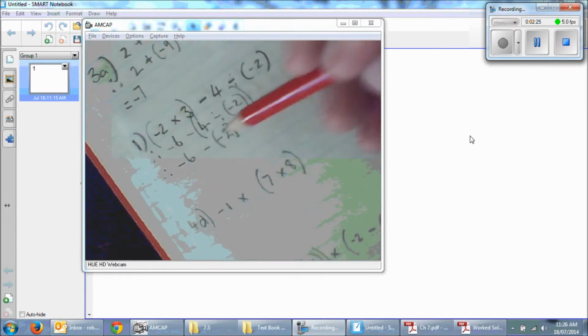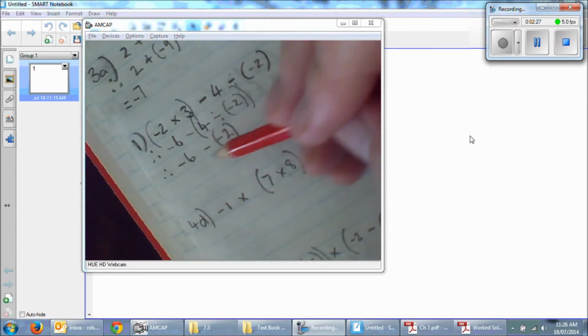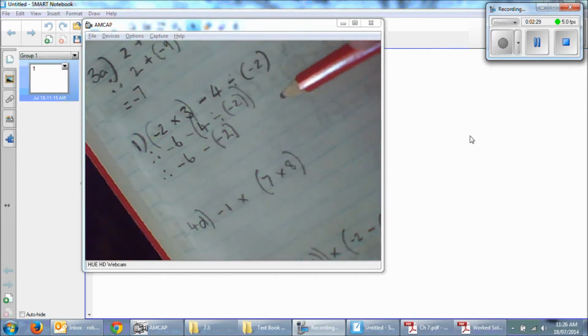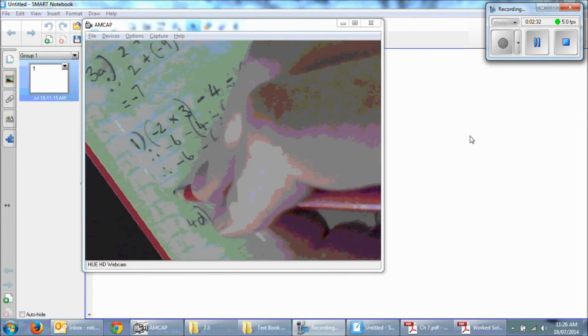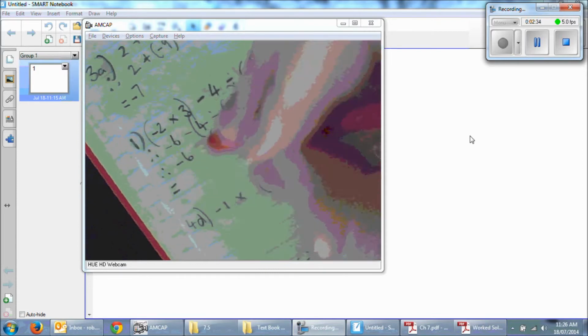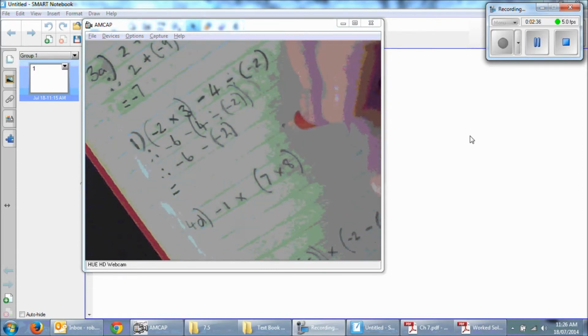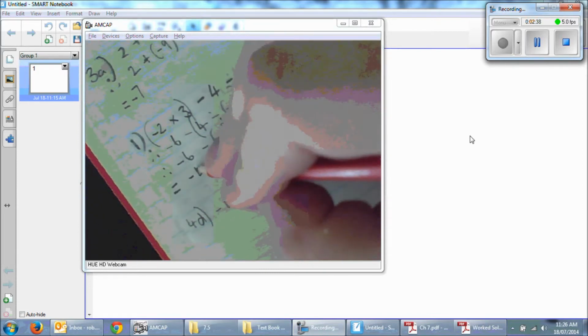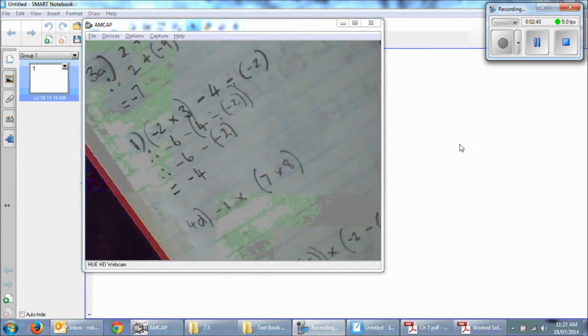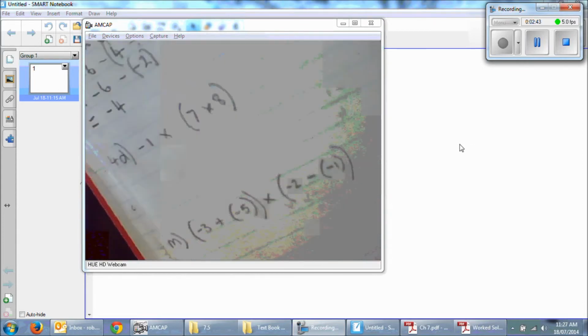Here we have a negative operation and a negative number, which means that becomes plus. So here for our answer, we have negative 6 plus 2, which equals negative 4. Okay? A lot of rules you have to remember for that one there.